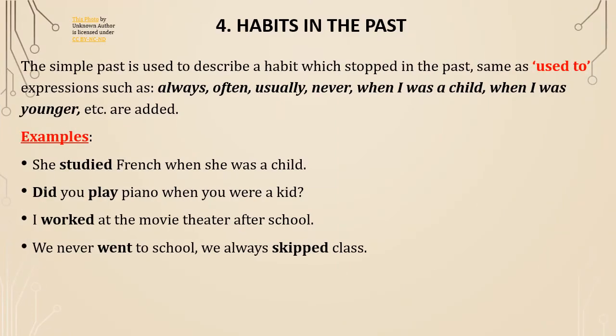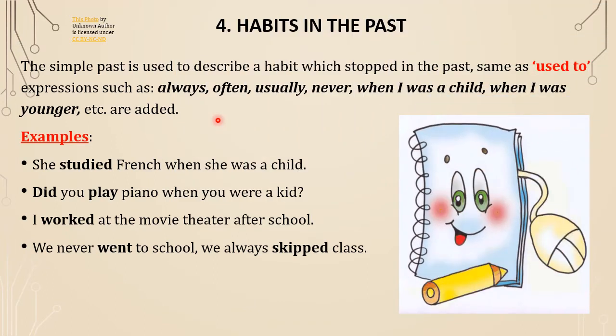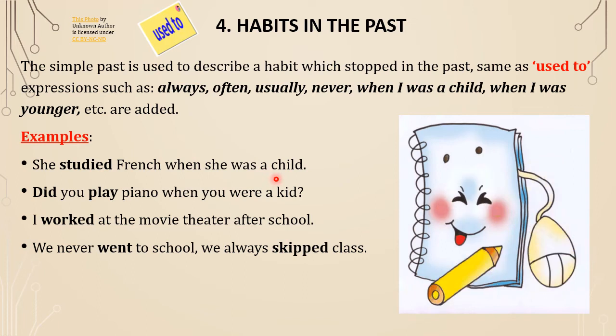Now, when you want to talk about some habits in the past, again, you can use this tense with specific expressions like always, often, usually, never, when I was a child, when I was younger. And you know that such expressions can also be expressed by using used to. So in this way, our past tense is the same as used to. Let's have a look at the example. She studied French when she was a child. So when she was a child in the past, it was her habit, which is not now.